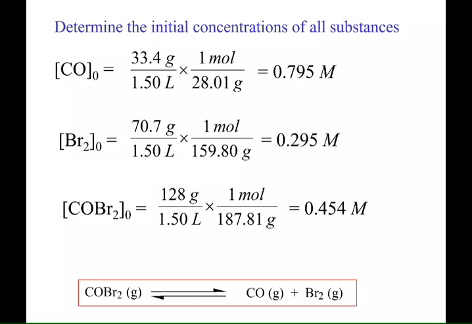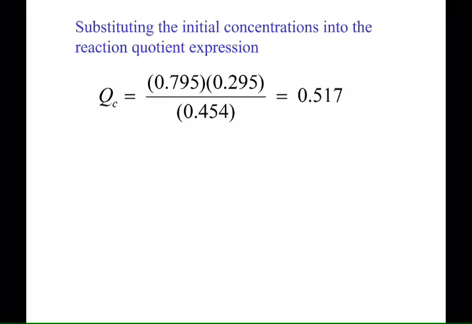Okay, ready to plug those into Qc. Your reaction quotient then, they're all raised to the first power because that's what their stoichiometric coefficients are. We put 0.795 times 0.295 divided by 0.454. And that gives us 0.517. So it's too big, right?